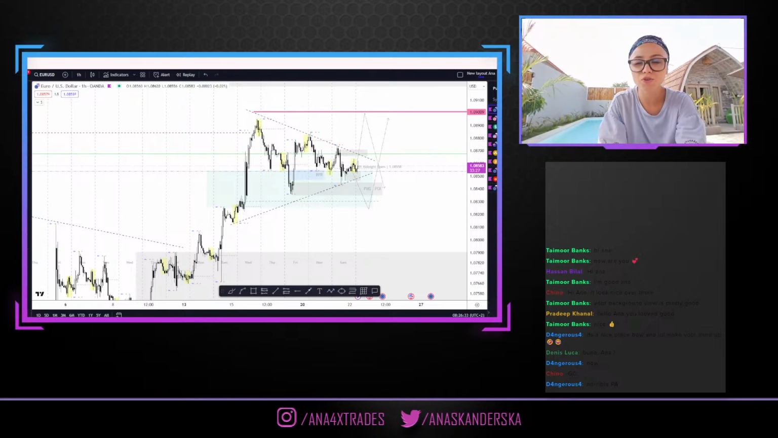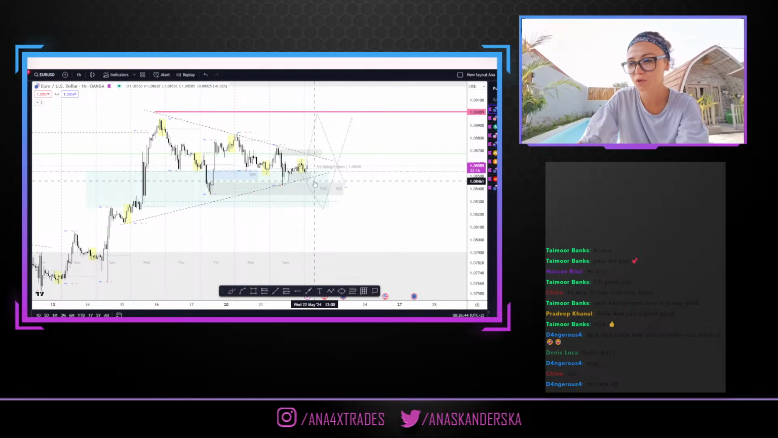Is there anyone who is trading other instruments? Have you found it as difficult as Forex in terms of spotting opportunities, or how does it look there?